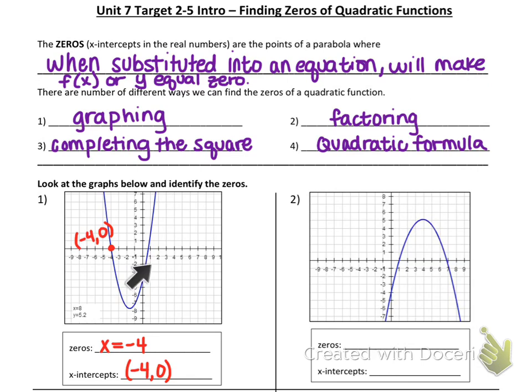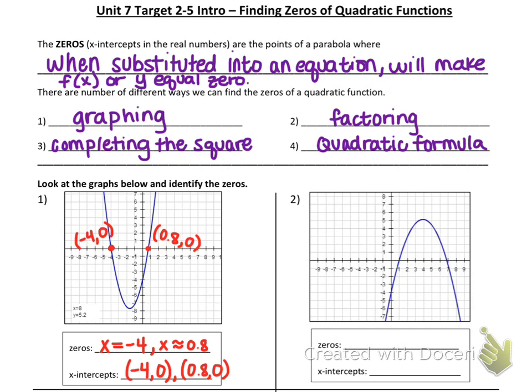Our second zero is where our graph crosses the x-axis. It's not quite at 1, so we're going to say that is at (0.8, 0). So the zero is the x value of the x-intercept, which we're saying x is approximately 0.8. We don't know for sure if that's what it is, so that's why we use the approximately symbol. And our x-intercept would be (0.8, 0).